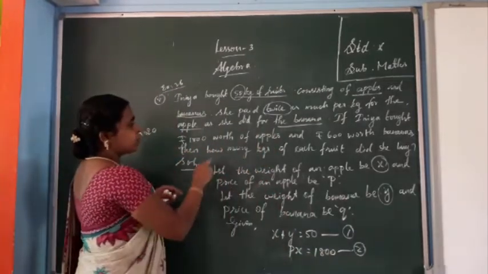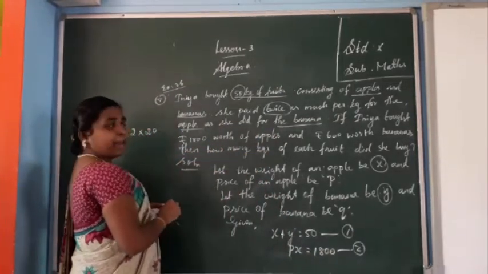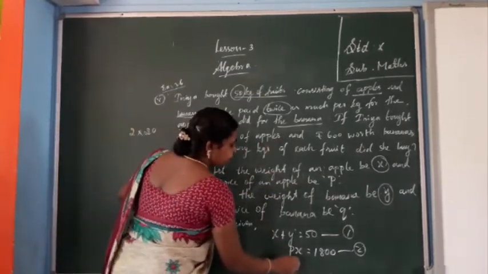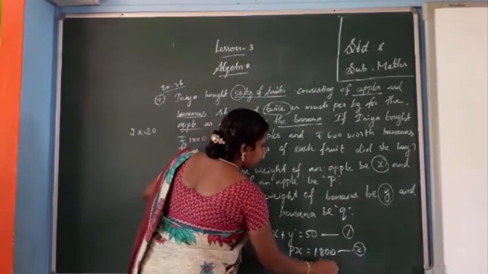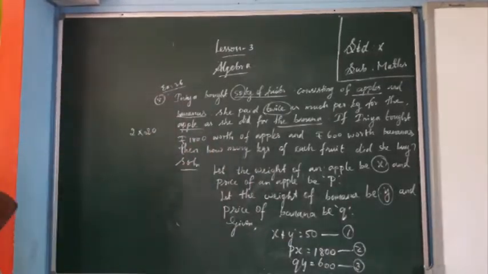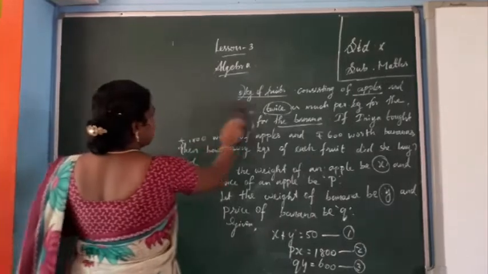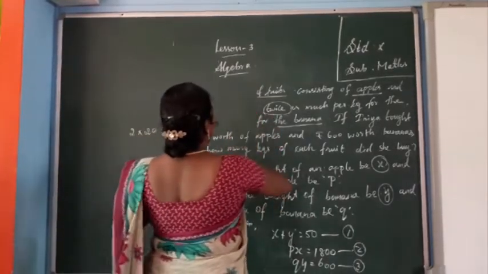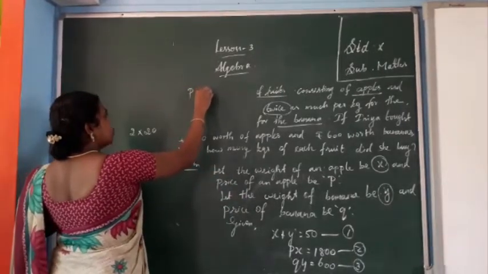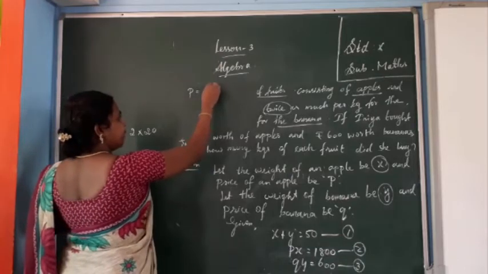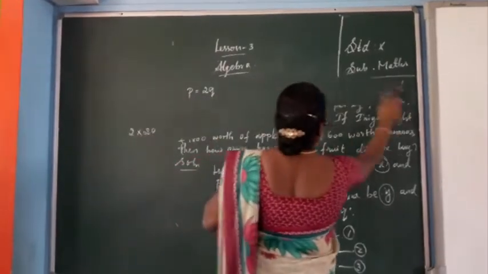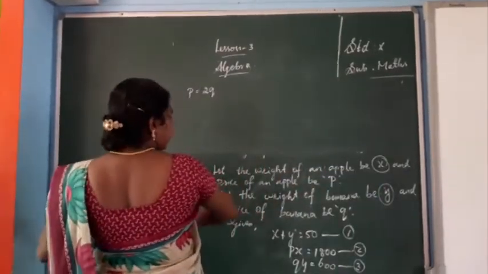Then next one, you can say 600 worth for banana. So banana weight is Y. Weight into price equal to 600. So QY equal to 600. This is equation 3. Next, you can check the next one. Twice as much, that means the price of apple is twice the price of banana. Banana is Q. So P equal to 2Q. This is equation 4.